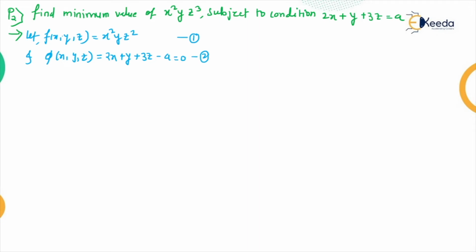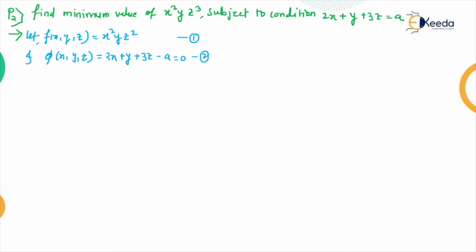Here we discuss problem number 2: find the maximum value of x squared y z cubed subject to the condition 2x plus y plus 3z equals a. So let f of xyz be x squared y z cubed, and phi of xyz be 2x plus y plus 3z minus a.